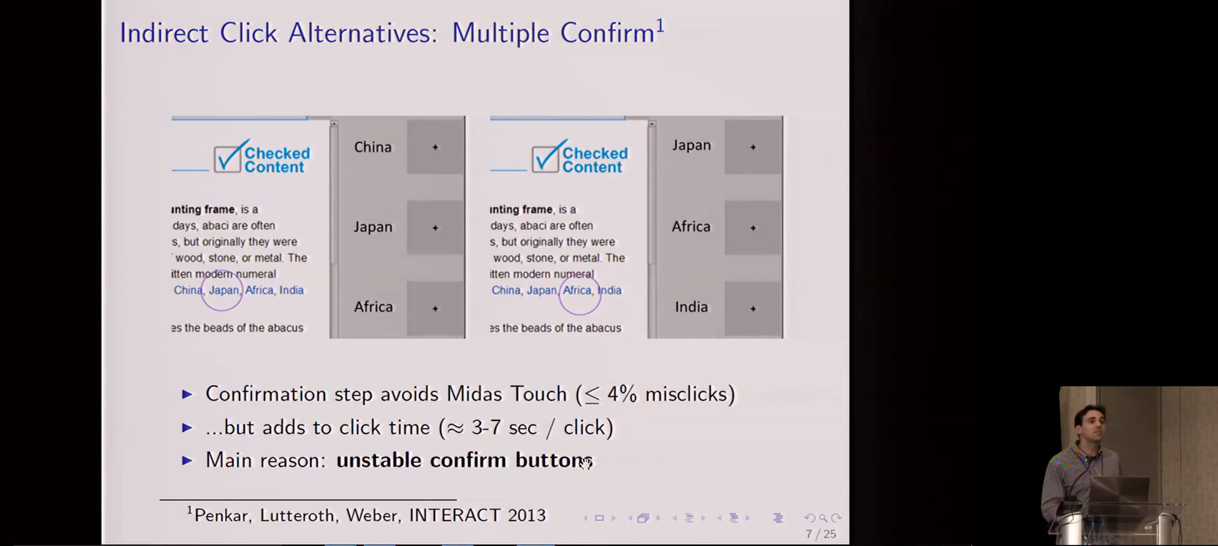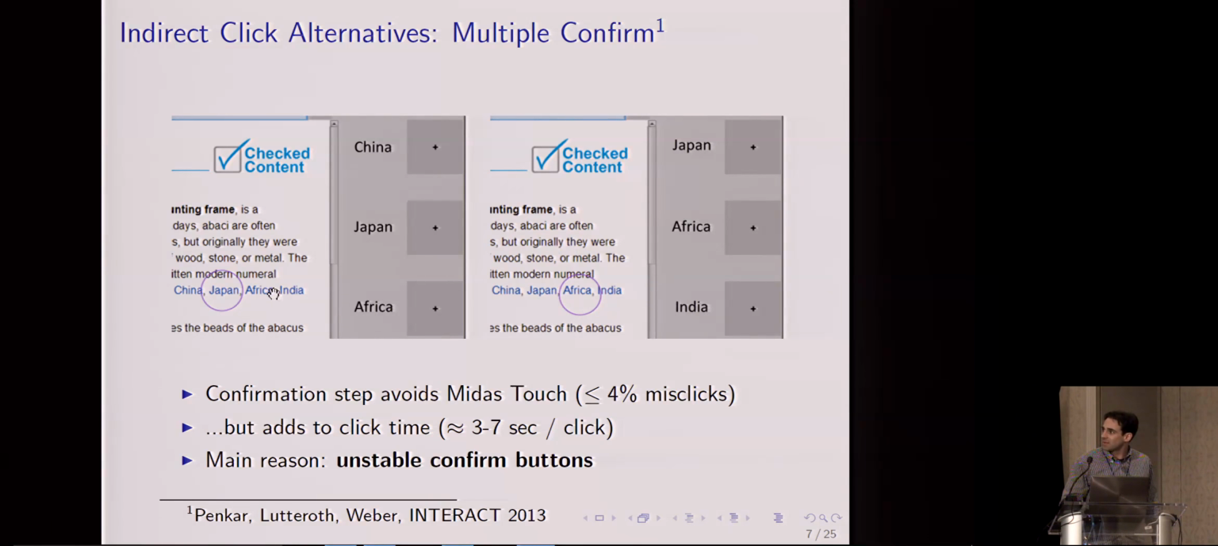And the main reason for that is that you've got a visual search component in there. So first you look here, you want to click Japan, and now you have to look here and find where in this list of confirm buttons the confirm button for Japan is. And the main problem here is that in the existing approaches, these confirm buttons are unstable, meaning you can't really know which of these buttons it will be. You really have to search through this list.